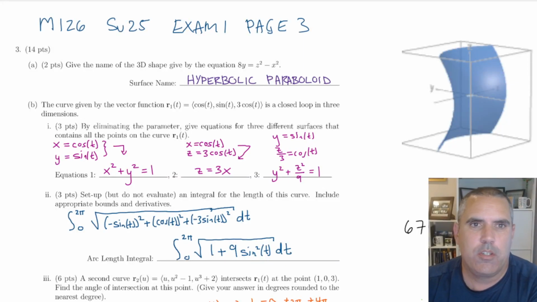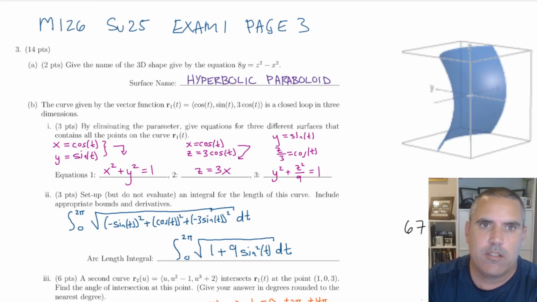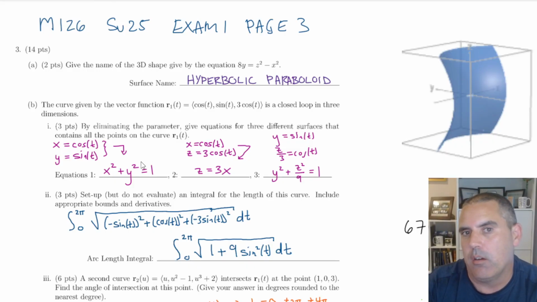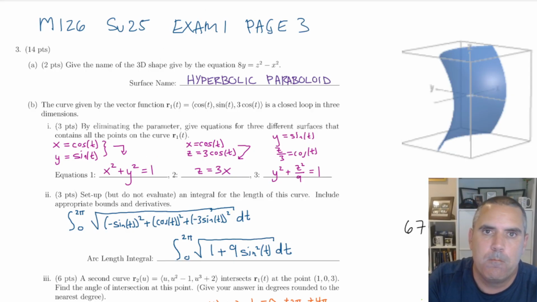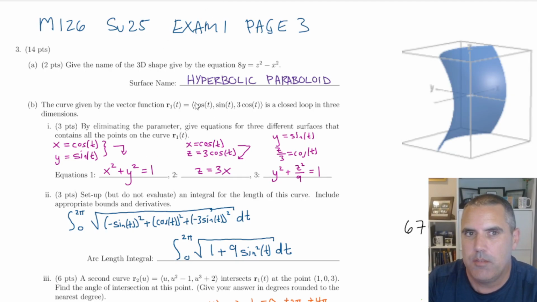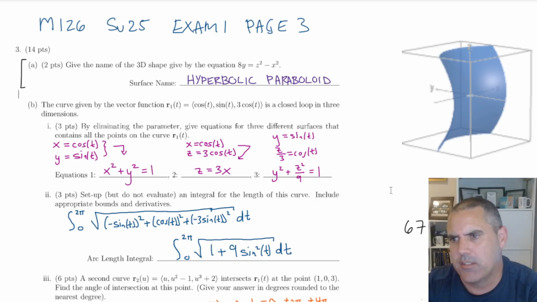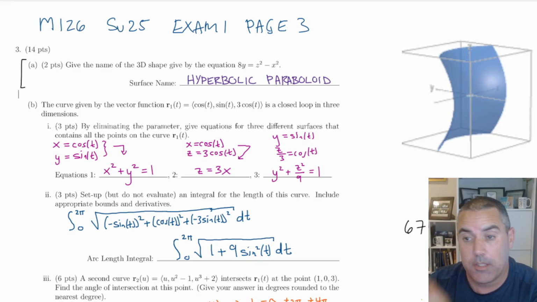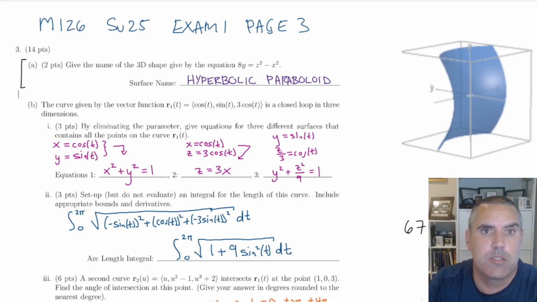Going to continue our journey to try to reflect on exam 1 and hopefully do better on future exams. This is page 3 of the summer 25 exam 1. Let's go through the parts. So the first part had you name a shape. That's something I think I've asked on almost every exam. So if you're looking in the exam archive, you see that a few times.